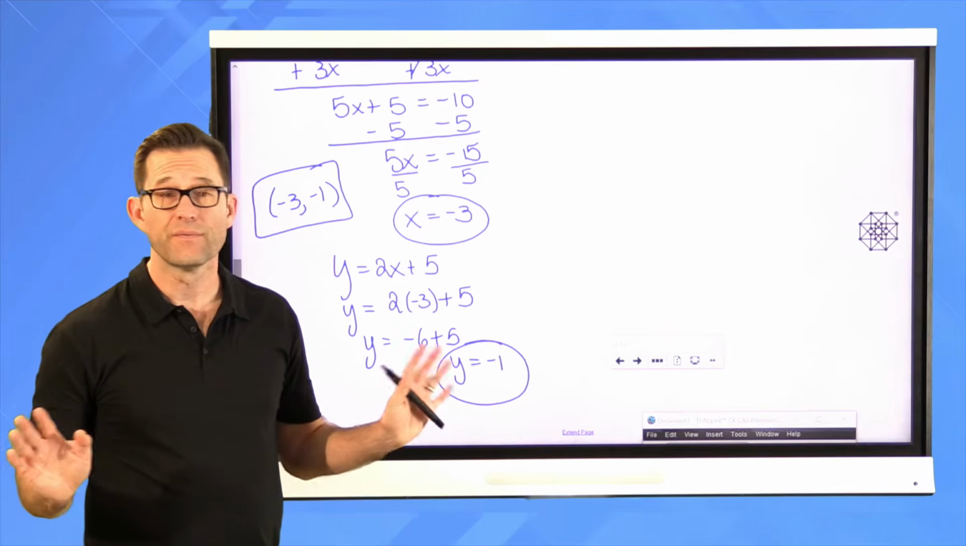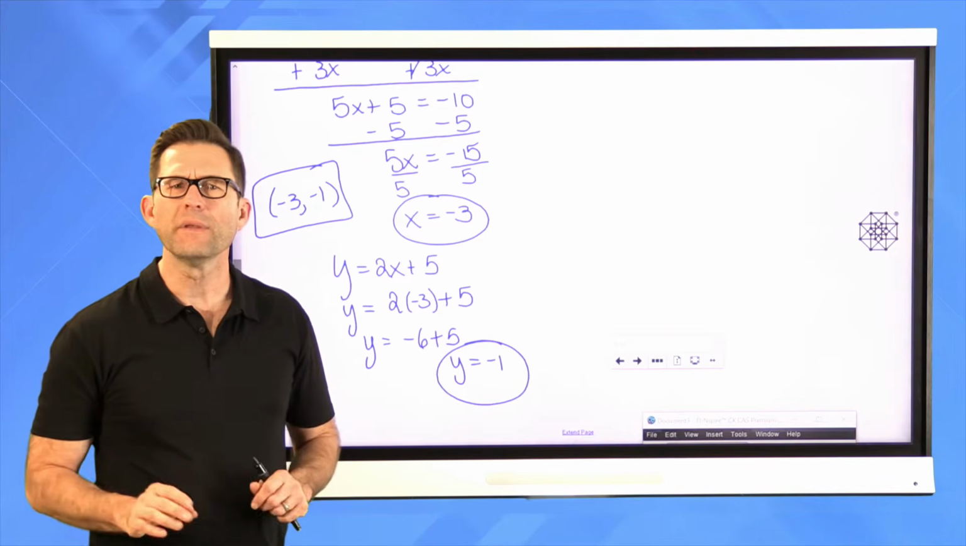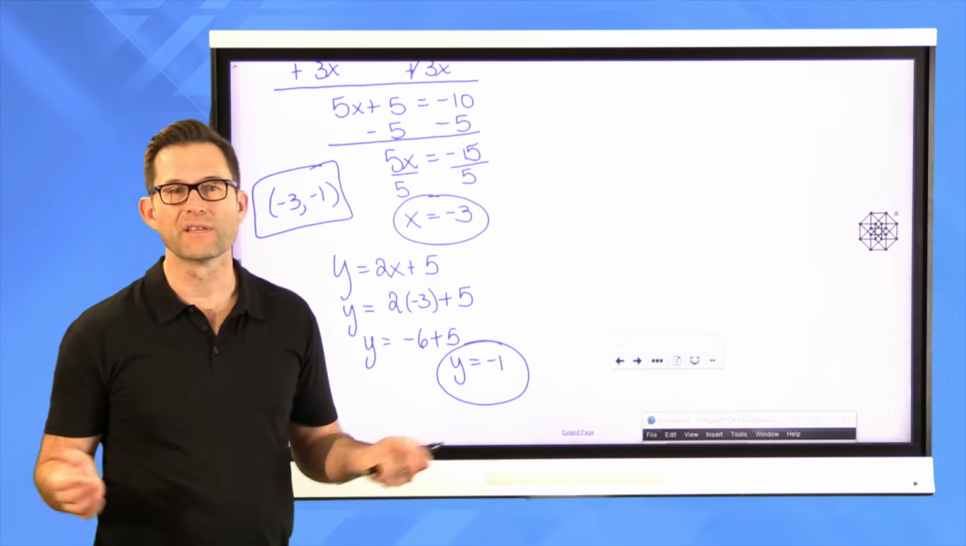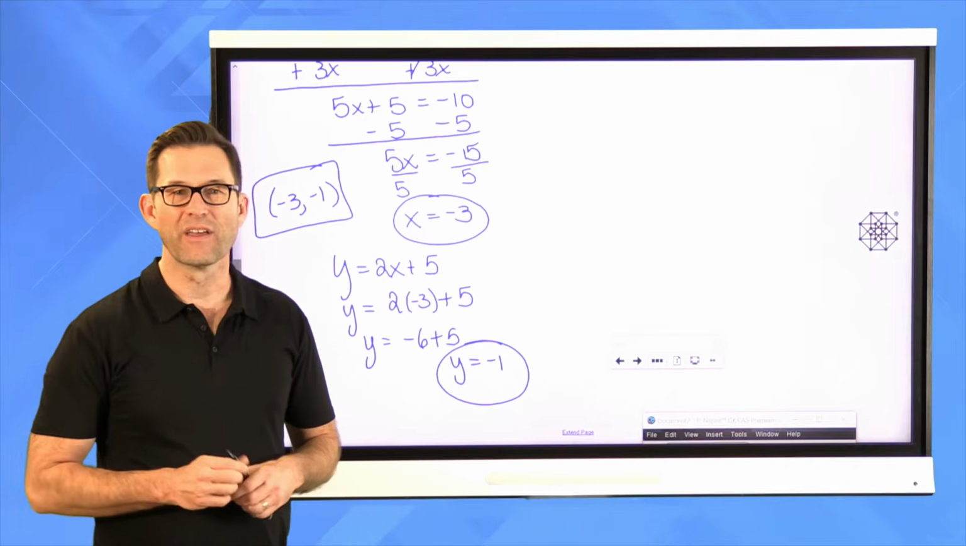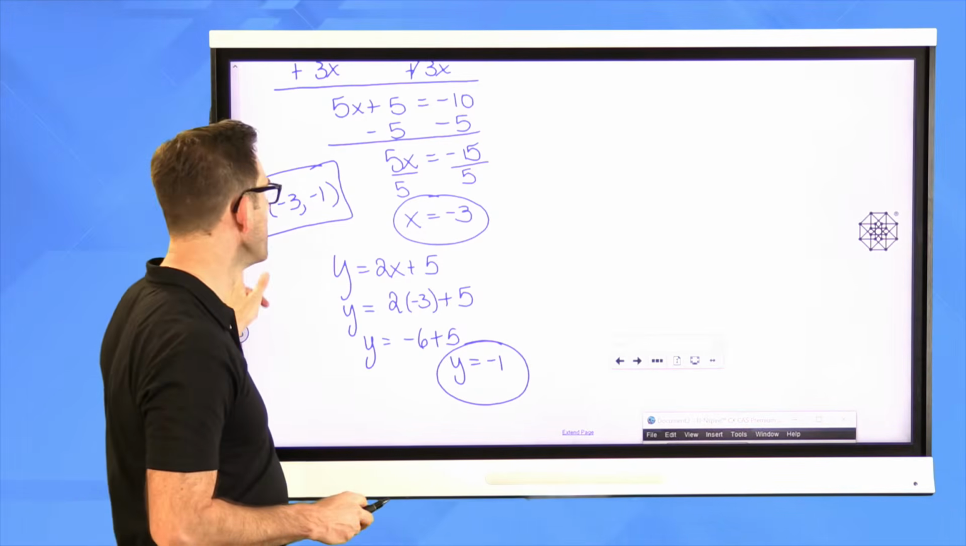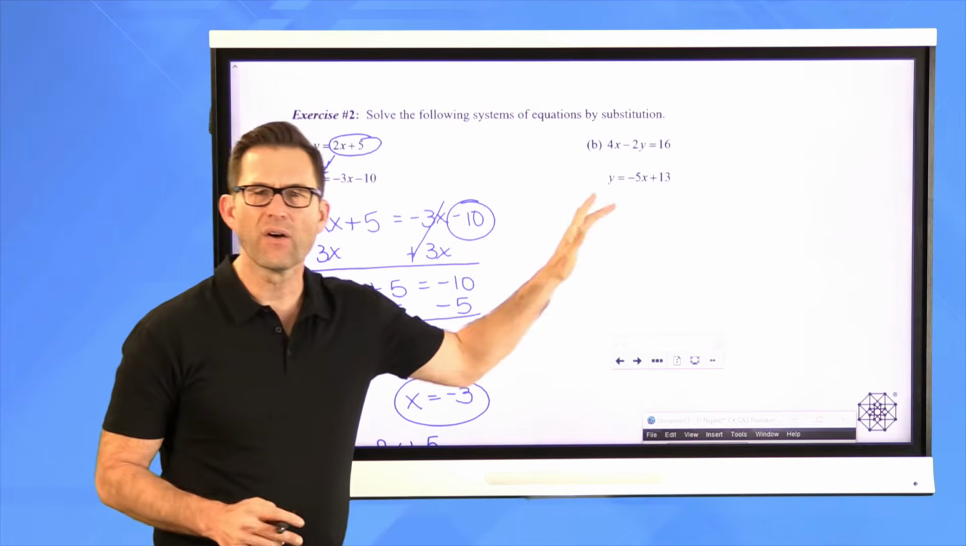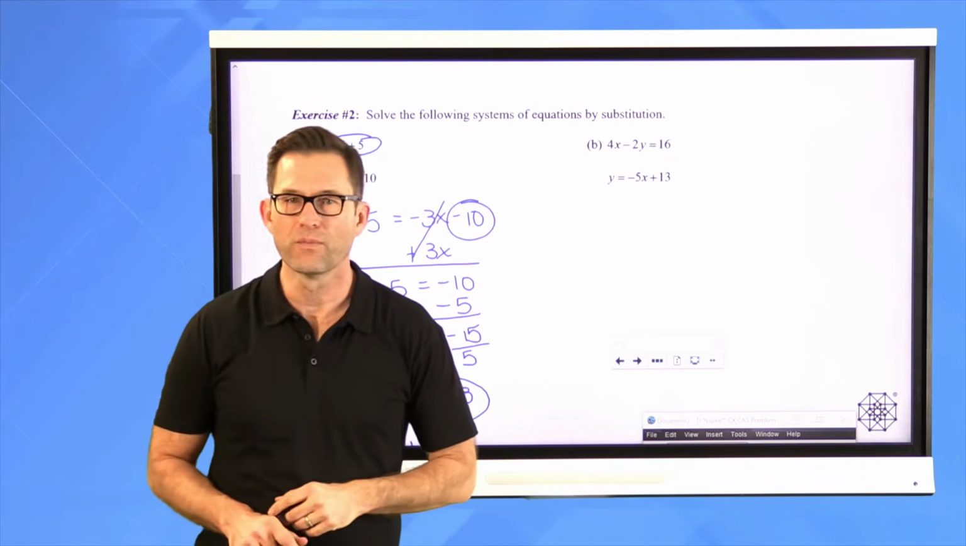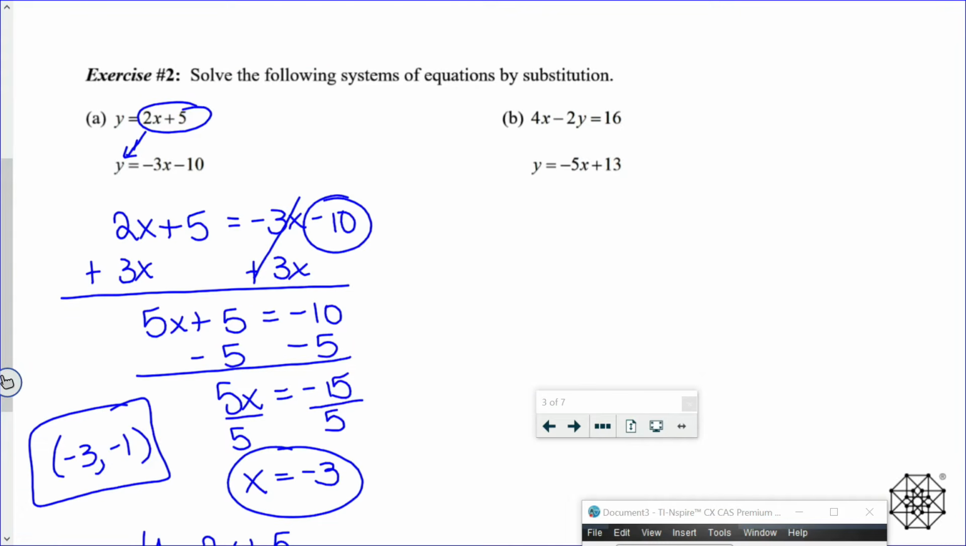So that's it. Now, substitution, like all things in math, has its easy applications, like the one that we just looked at, and slightly harder ones, like in letter B. So I'd also like to take a look at letter B together. Let's take a look at the system. 4x minus 2y equals 16, and y equals negative 5x plus 13.